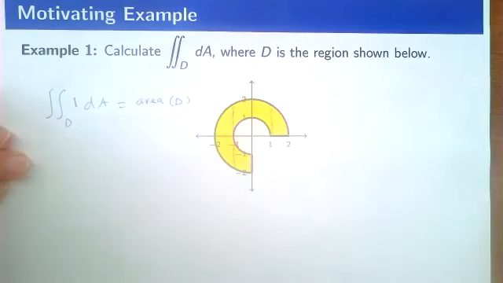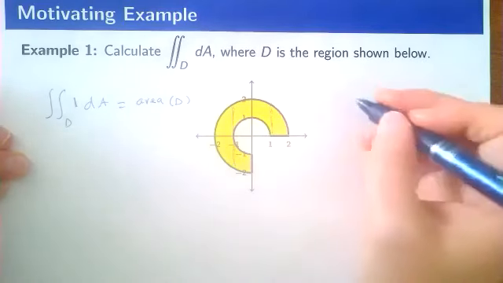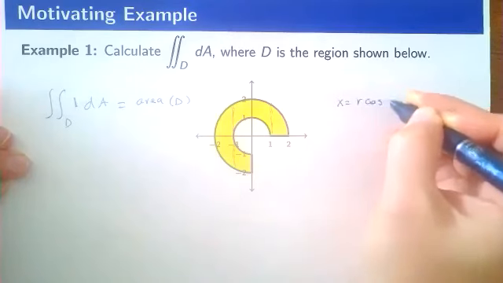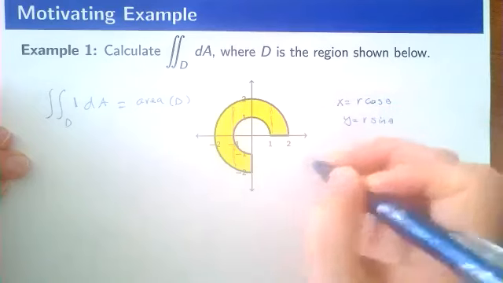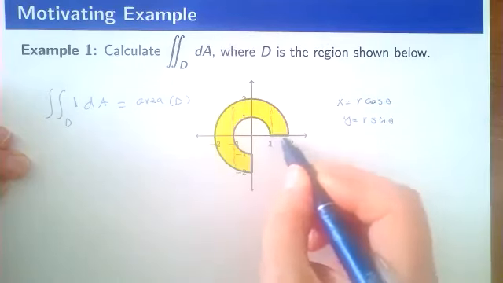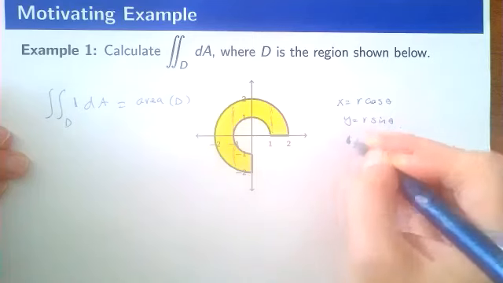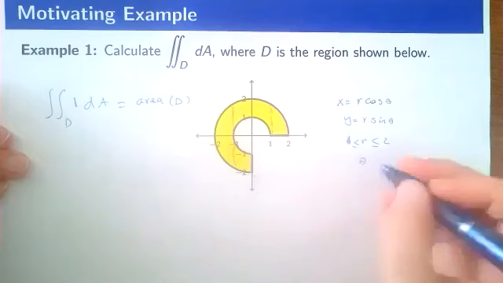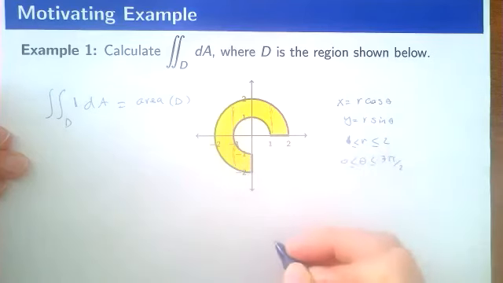You may at this point want to suggest, why not use polar coordinates? Have x be r cosine theta, y be r sine theta. Then here r obviously goes from 1 to 2, and theta goes from 0 to down here, which is 3 pi over 2.